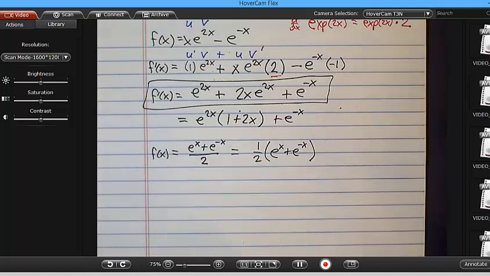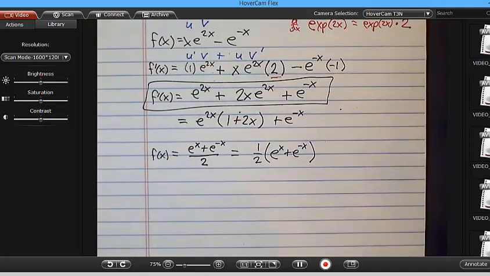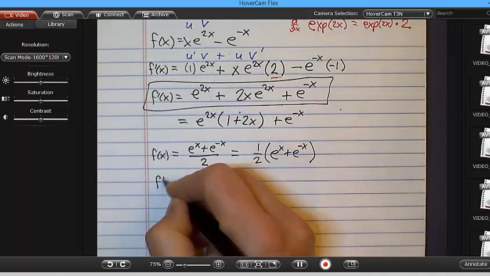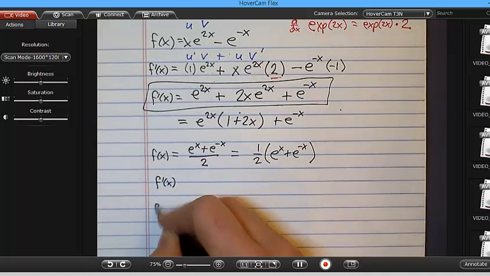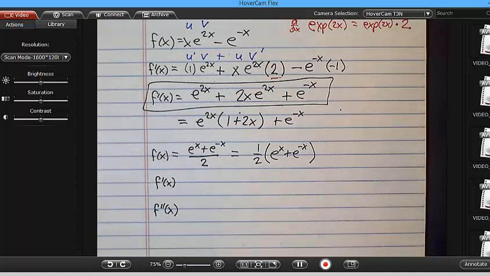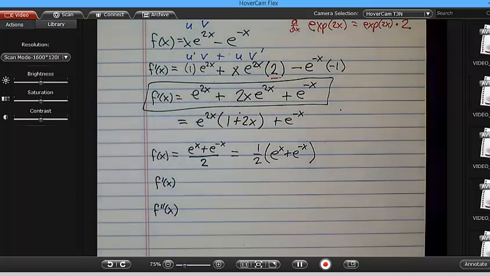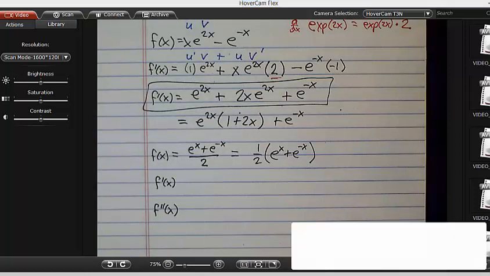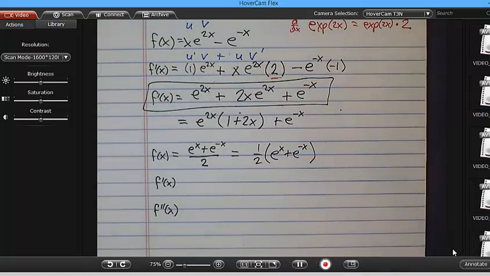Okay. Anyways, I'm going to have you guys find the derivative, f prime of x, and I'm going to have you guys find the second derivative, just for fun, if you finish the first one. And we'll see how long it takes you. Ready? All right, here we go.